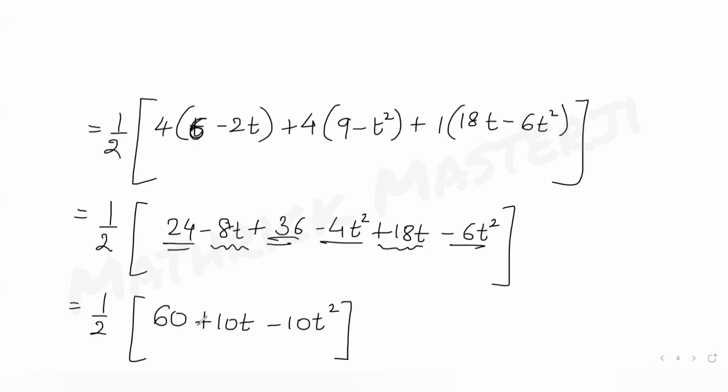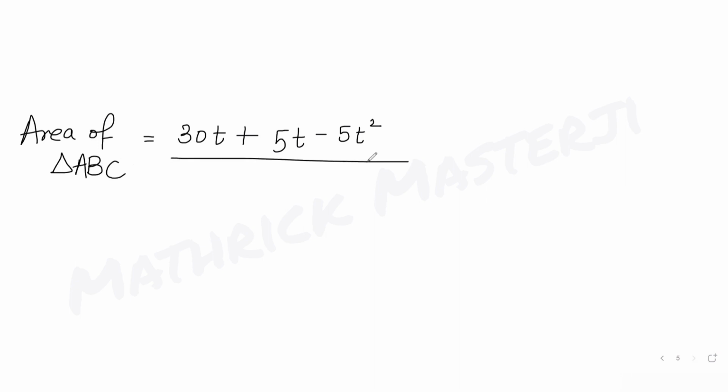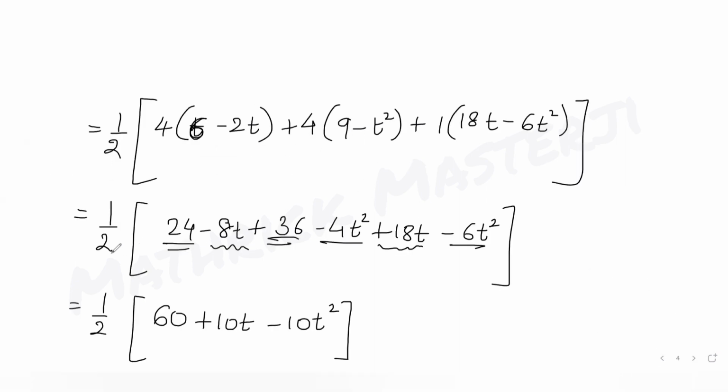So half of 10t, I get this as 5t minus 5t squared. So you have this expression, that is nothing but the area of the triangle ABC. So you get this entire expression for the area of triangle ABC. You multiply it by half and you get this.